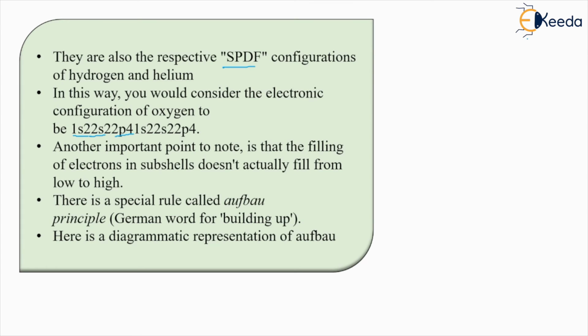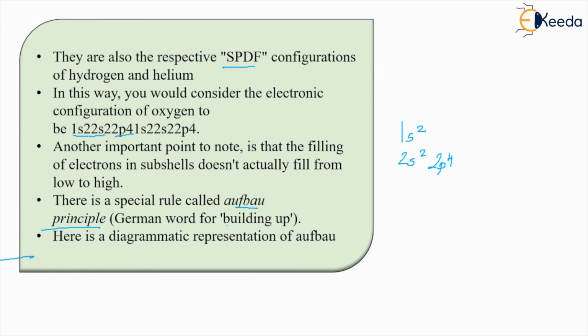So how will I write it properly? I can write it as 1s2, 2s2, 2p4. Another important point to note is that the filling of electrons in the subshell doesn't actually fill from low to high. It can fill in the way it wants. It will generally fill from low to high, but it actually happens by half filling and then full filling. And that is given to us by Aufbau's principle on how the filling is entirely done.